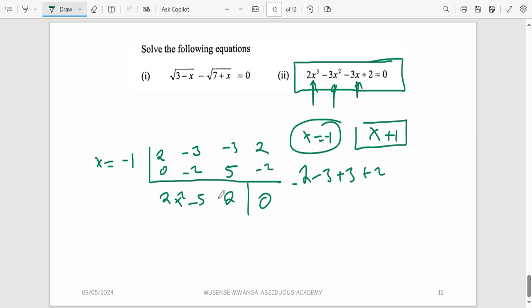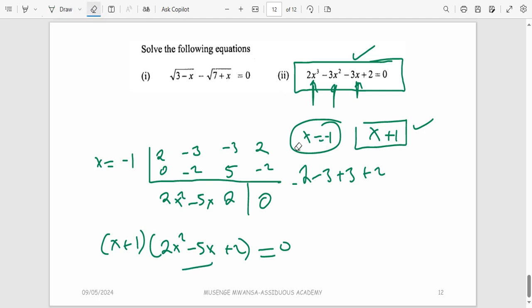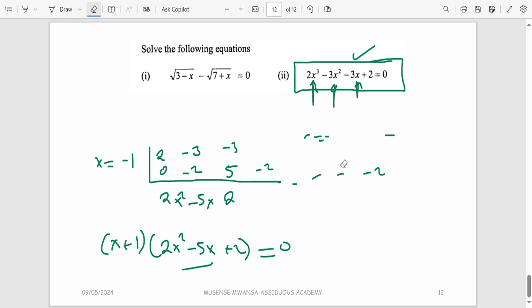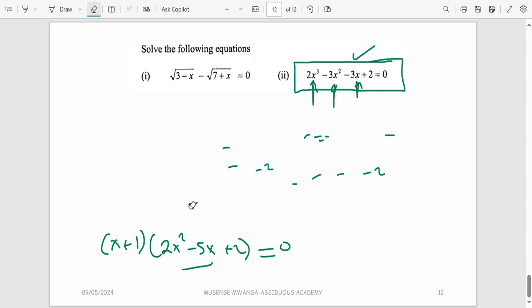So just put x squared here, put x here. Meaning that if you factorize this, the first factor is x plus 1. The next one is 2x squared minus 5x plus 2 is equal to 0. Factorize this one again. How do you factorize it? What is the product here? The product is 4 if you multiply 2 and 2. And then the sum is a 5.